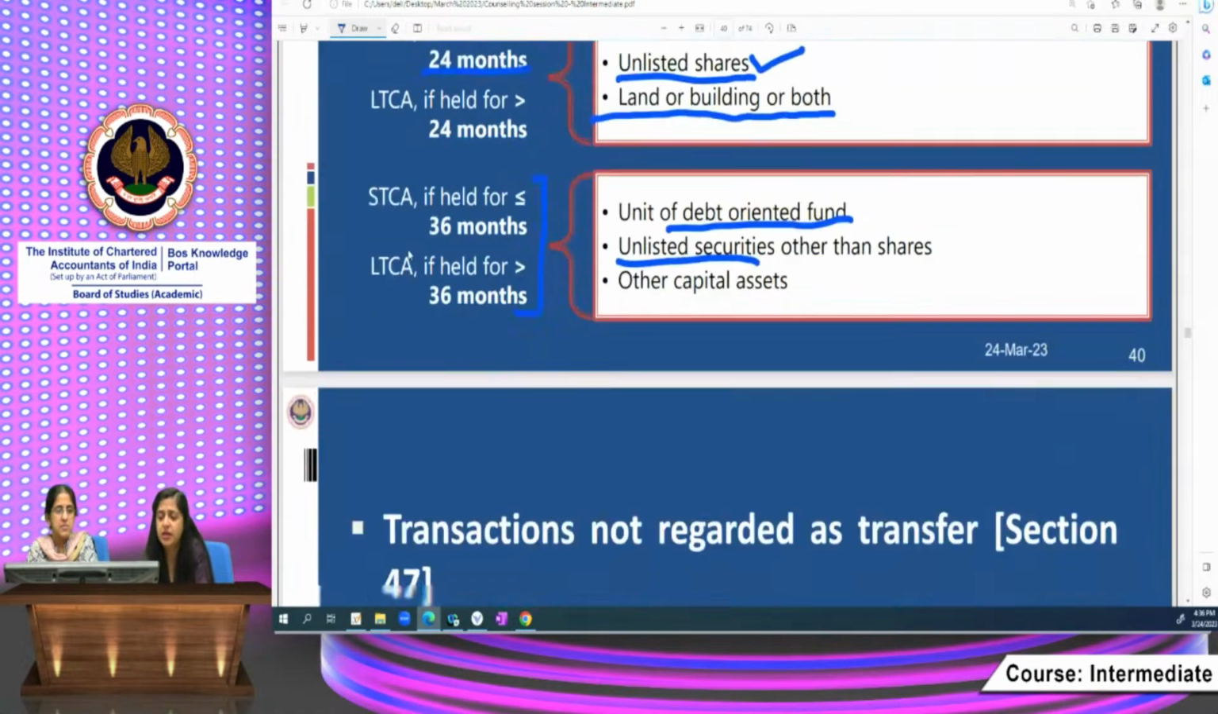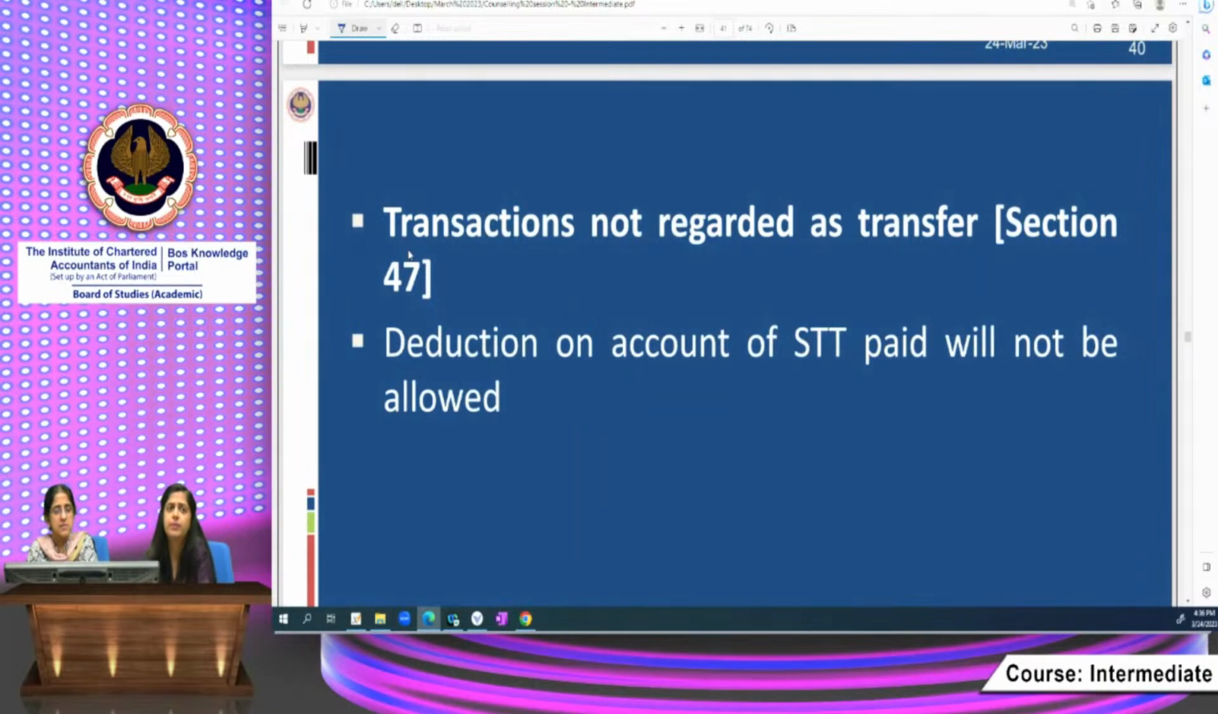There are certain transactions which are not regarded as transfer. Suppose you have gifted your property to someone else. Then in that case, the transaction will not be regarded as transfer. Similarly, on the partition of HUF, whether it's a total partition or partial partition, or suppose a holding company transfers its property to its Indian subsidiary company, or a subsidiary Indian company transfers it to its 100% holding Indian company, then amalgamating company to amalgamated company, vice versa. All these are a list of transactions which would not be regarded as transfer. So in that case, on that transaction, no capital gain arises.